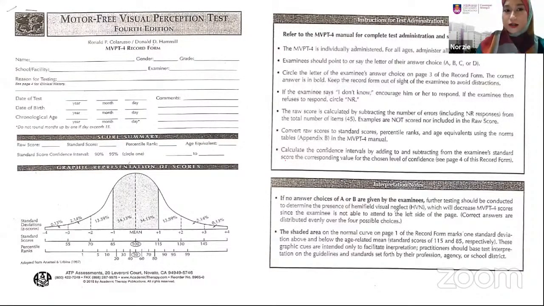Okay, sorry. So on the first page of the record form, you can see there's a space for date of test, date of birth, and chronological age. Like Miss Liliana had already explained to us, this assessment can be used among population from children age 4 years old until geriatric age. So more than 80 years old, you still can use this test. The next slide.